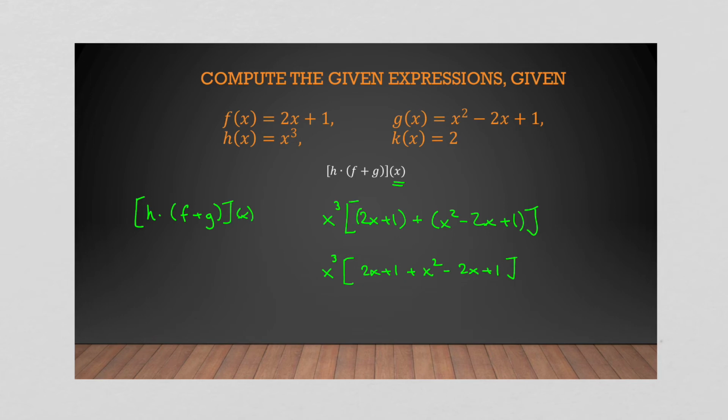Simplify the inside, group our like terms. So x squared is by itself. So now we have x cubed times x squared. My 2x's cancel. So x squared plus 2. And then your last step would be to distribute in your x cubed. Remember your exponent laws. And you're going to get x to the 5 plus 2x cubed. So that is your new function.